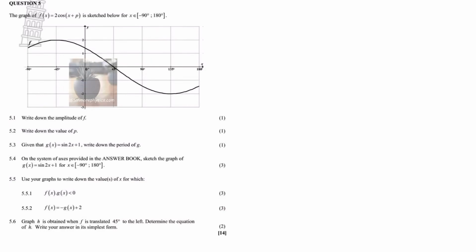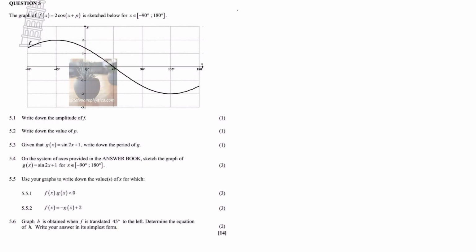Let's take a look at this trig graphs question. Question number 5, the graph of f of x is equal to 2 cos x plus p is sketched below, for x is plotted between minus 90 degrees and 180 degrees. Question 5.1, write down the amplitude of f.